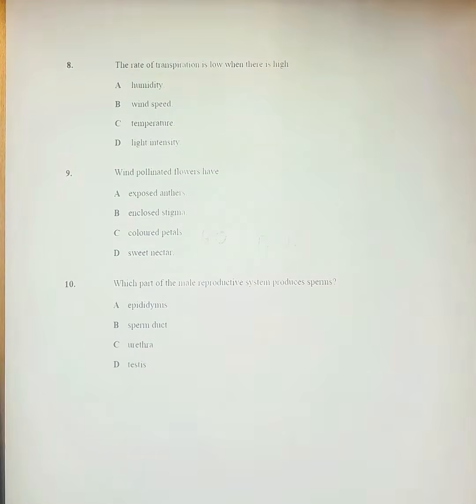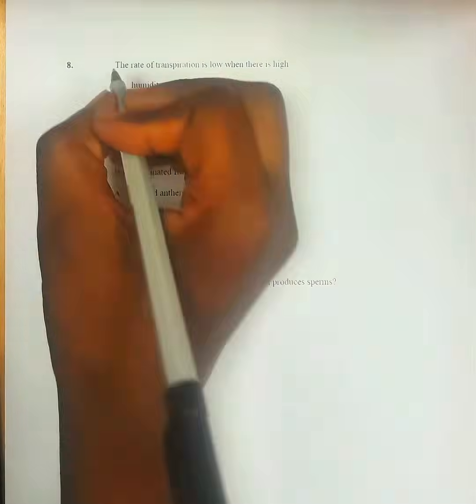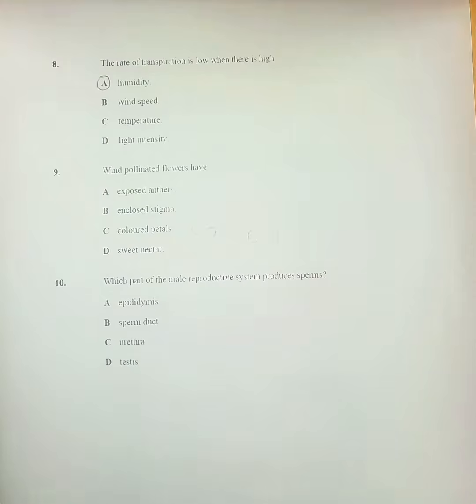Number 8, the rate of transpiration is low when there is high humidity. The correct answer is A. So it is very important to understand this question before you answer it. It is a frequently examined question. So first I'm going to define what is transpiration. It is the loss of water in the form of water vapor from the plants to the atmosphere. It is low when there is high humidity, low wind speed, low temperature, and low light intensity. So the correct answer is high humidity on number 8.